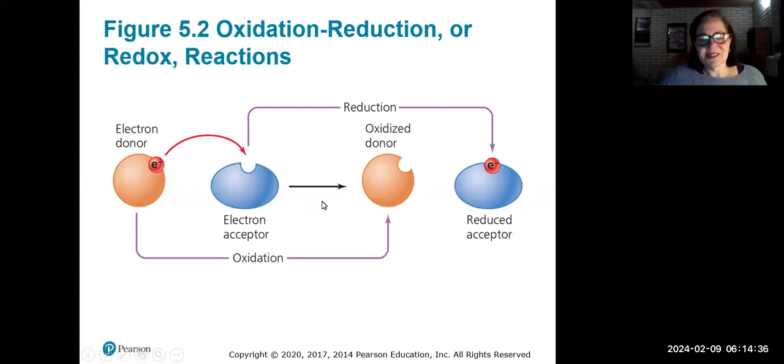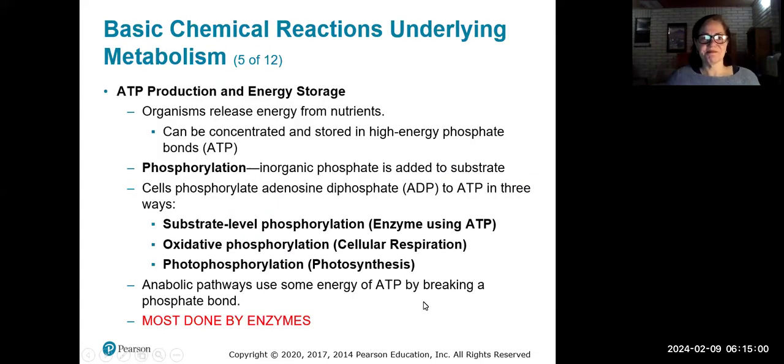And then the other term that's a little bit confusing, oxidized. There might not be oxygen involved, but the reason it's called this is that oxygen is really good at taking electrons from things. And so we say it's been oxidized, it's been stripped of an electron. So the donor has been oxidized, the acceptor has been reduced. What does this have to do with anything?